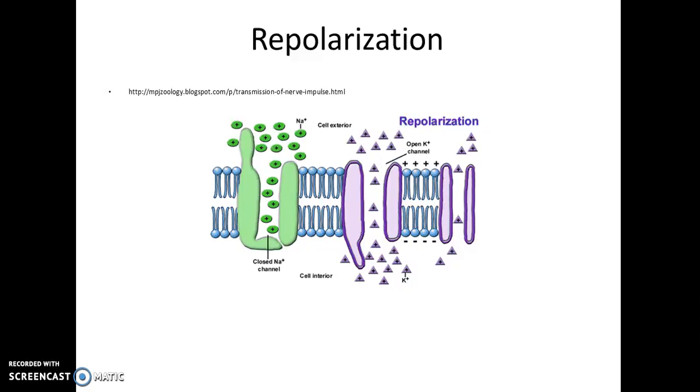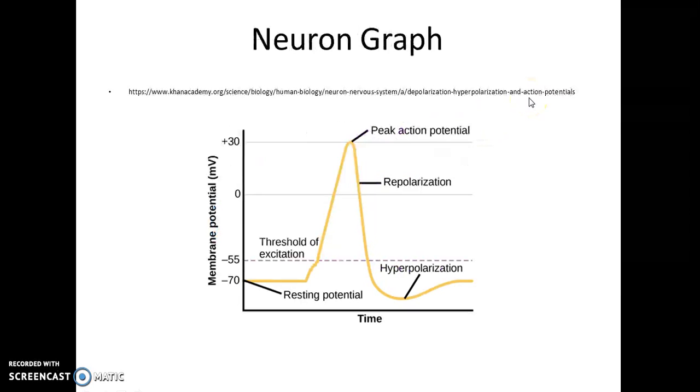And right here, now with repolarization, the sodium channels are closed, the potassium channels are open, the potassium flies out of there. And then the potassium can go back and forth here to reestablish the resting potential.